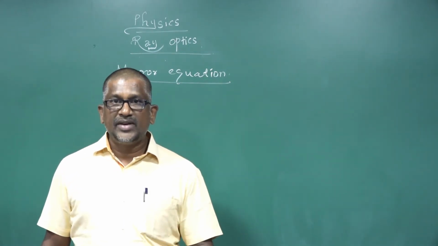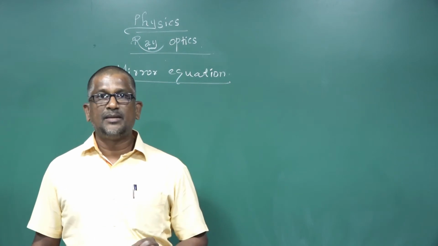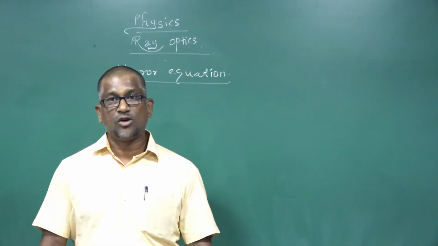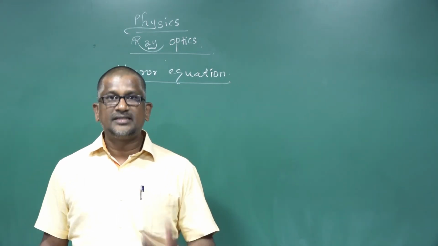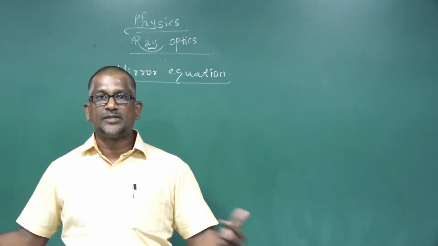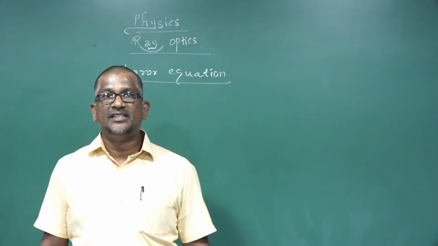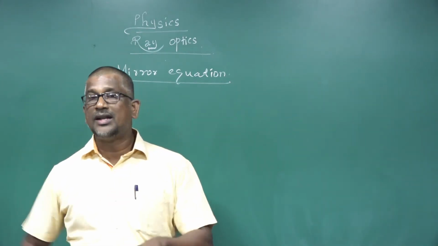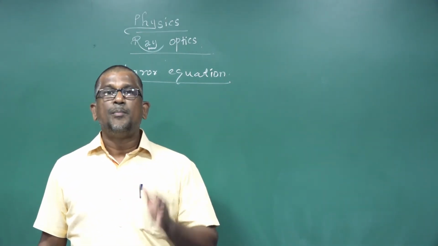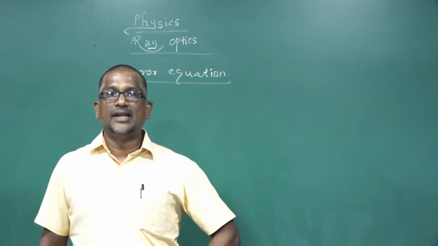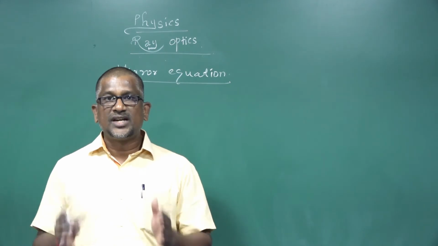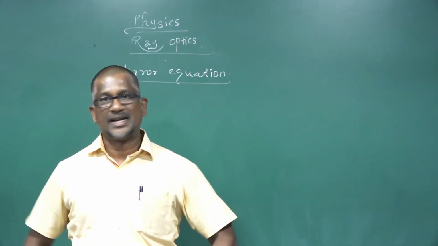The distance between the pole of a spherical mirror and the object is known as object distance, right? What is image distance? The distance between image and pole of a spherical mirror is known as image distance, right? What is focal length? The distance between principal focus and pole of a spherical mirror is known as focal length. The relation which connects these three is known as a mirror equation.